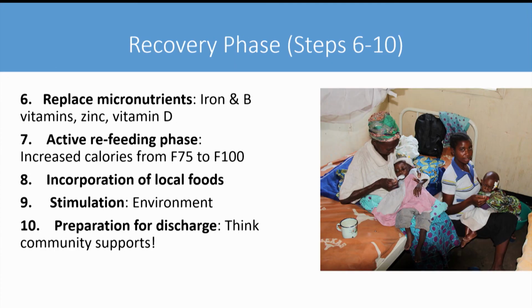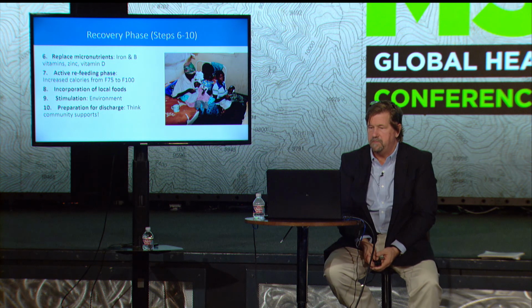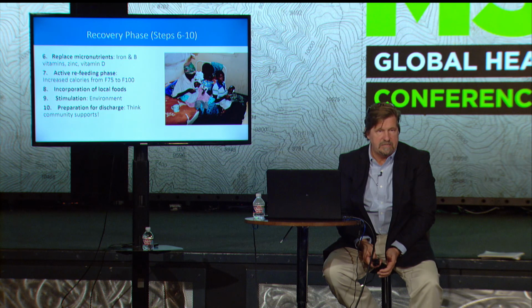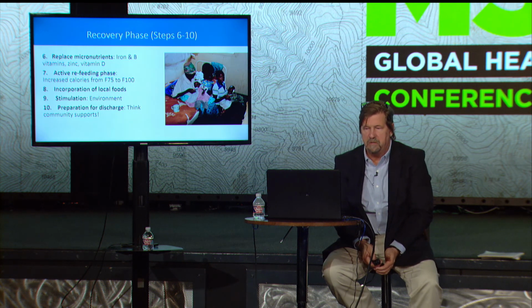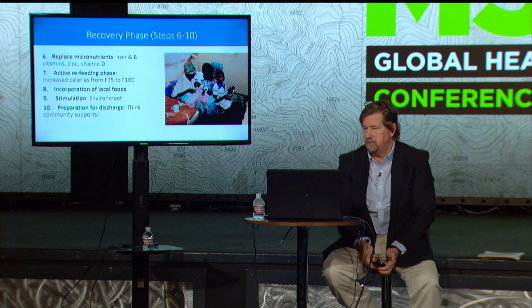The recovery phase gets us into replacement of micronutrients, and this is a big piece. And then as we actively start refeeding, we're going to go with an F75 formula and then work it up to an F100. And then as soon as we can, incorporate local foods as soon as we can get this kid eating again.